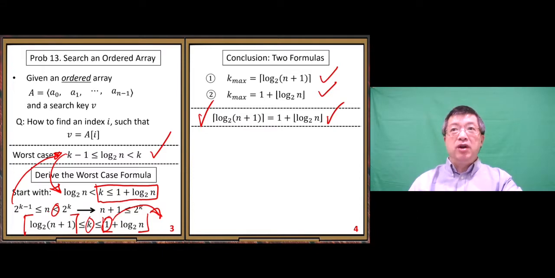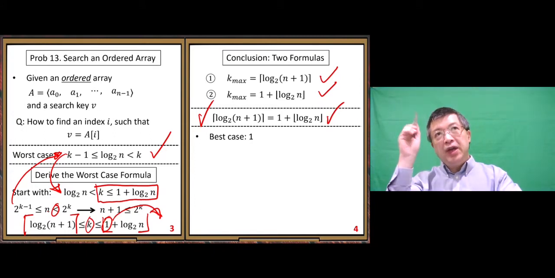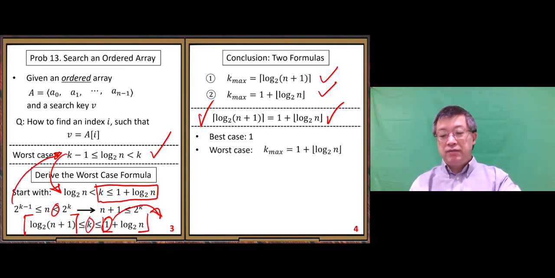After this formula, that's the worst case. So let's look at all the other cases for binary search. For binary search, the best case is 1. If you are very lucky, the given key equals the median, then you're done. Best case 1. Worst case, this number.